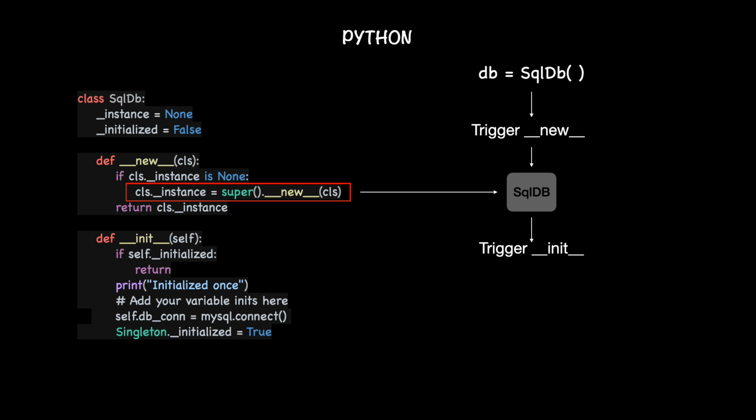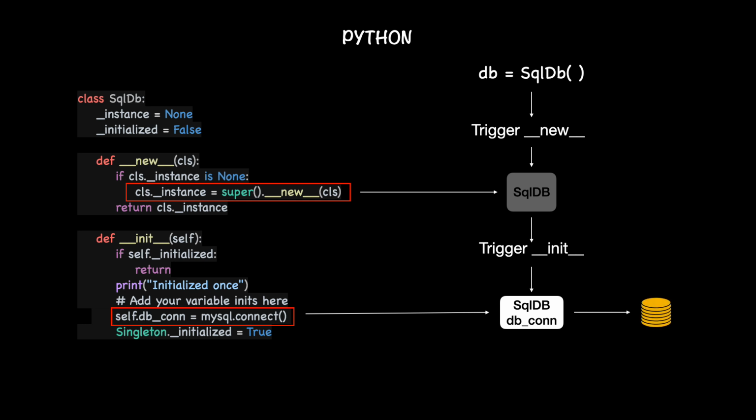After the __new__ method, the flow continues and triggers the __init__ method, where the control checks whether the _initialized variable is set to true or not. As this is the first run, the initialization has not happened before. The control starts executing the remaining statements in the __init__ method and adds all the necessary states, all the class variables, to the instance. This is where the physical database connection is established. So this is the first run of the SQLDB instance.